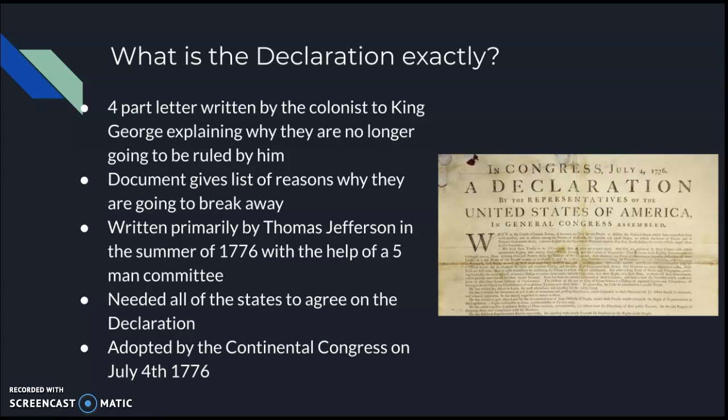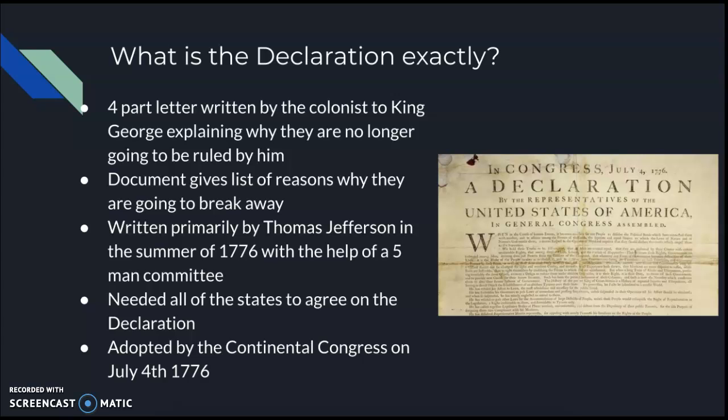It was primarily written by Thomas Jefferson, as some of you guys may already know, in the summer of 1776. But he was helped by a 5-member committee. One of the members from the committee was Benjamin Franklin, and they would help him, Thomas Jefferson, in making some edits or making suggestions into the document itself.